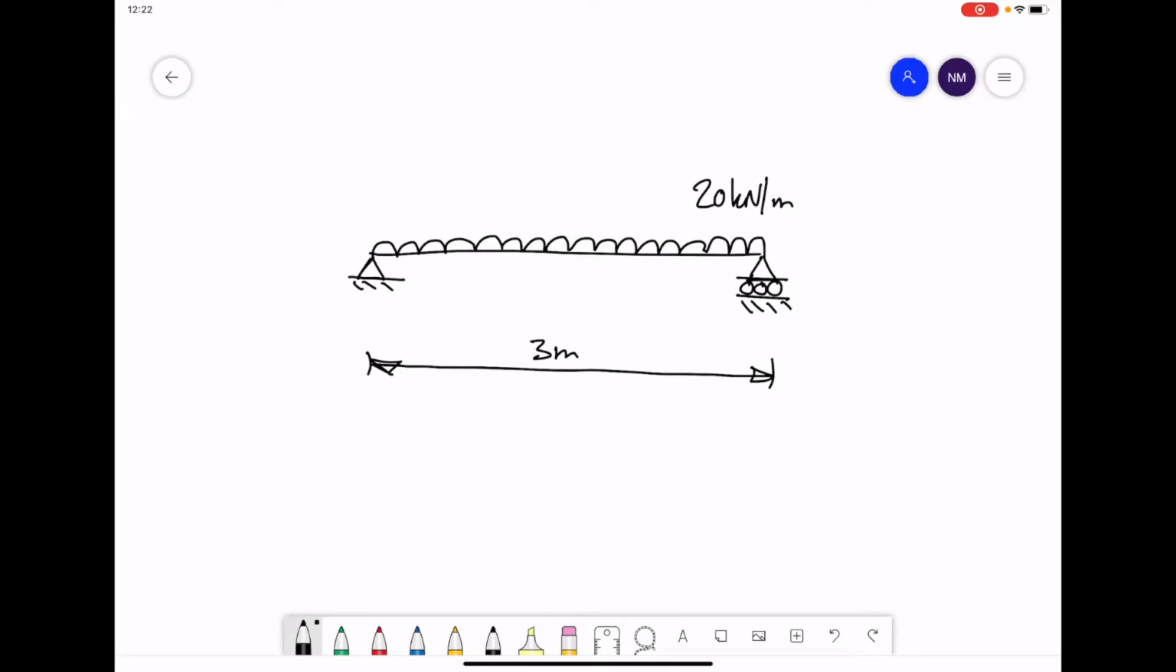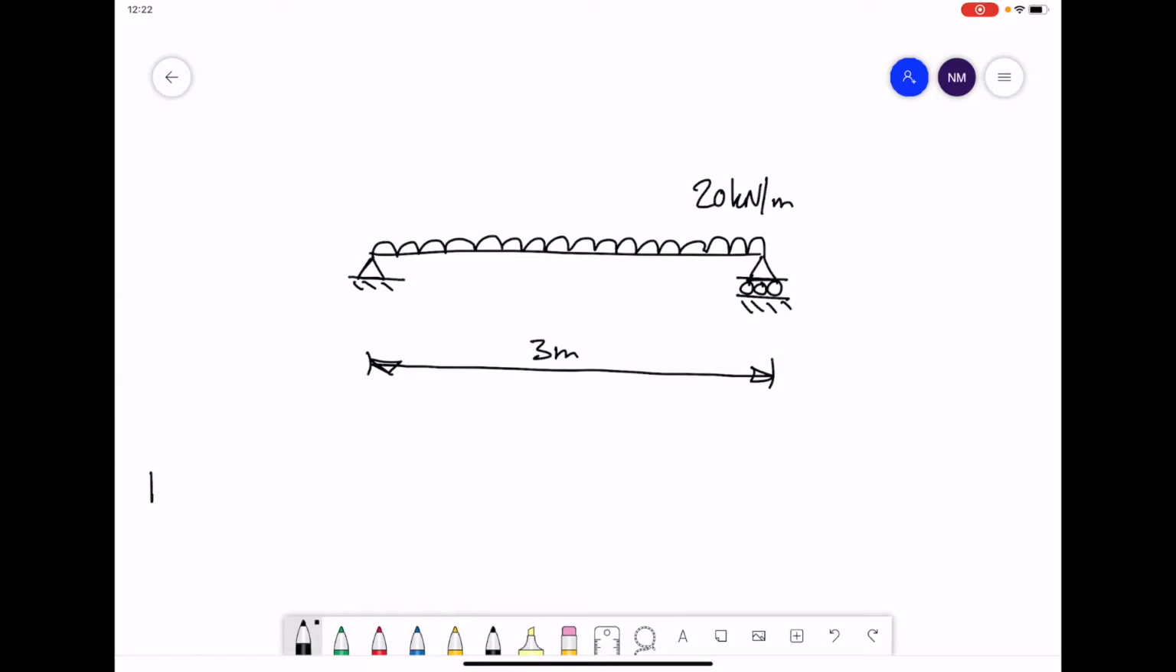This is our next problem for working out reaction forces. We have a UDL, or uniformly distributed load, spread over the length of a beam, which is 3 meters long, a fixed support on the left and a roller support on the right.